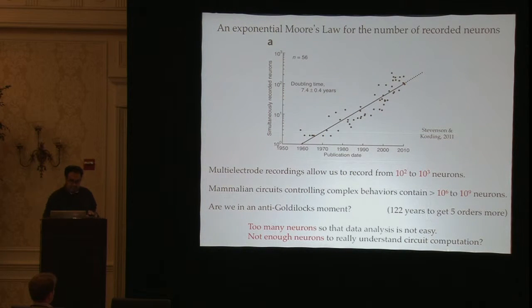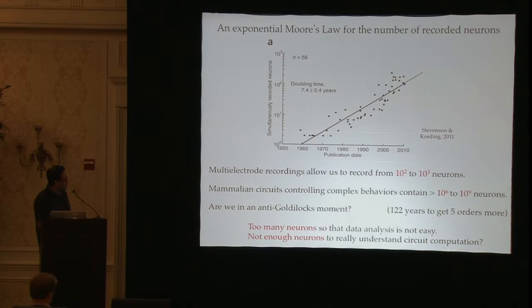Neuroscience is experiencing a very interesting time where we're experiencing our own Moore's law, an exponential rate at which we can increase the number of neurons we can record from the brain, with a doubling time of about 7.4 years. Right now, we can routinely record from about 100 to 1,000 neurons, but mammalian circuits controlling complex behaviors contain many, many orders of magnitude more neurons, from 10 to the 6th to 10 to the 9th. If we extrapolate this trend, we'd still have to wait about 130 years or so to get the requisite 5 orders of magnitude more neurons to record from the brain.